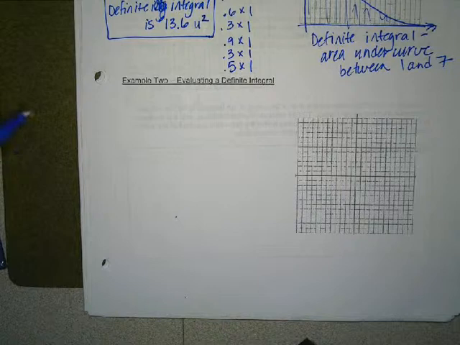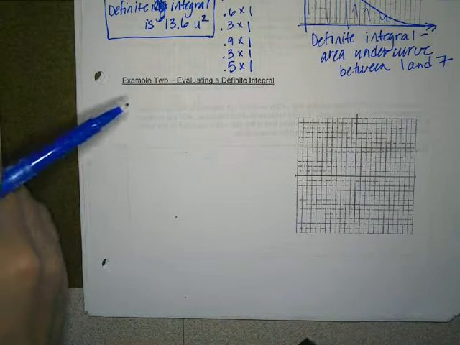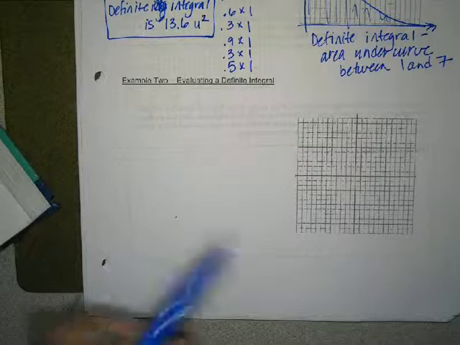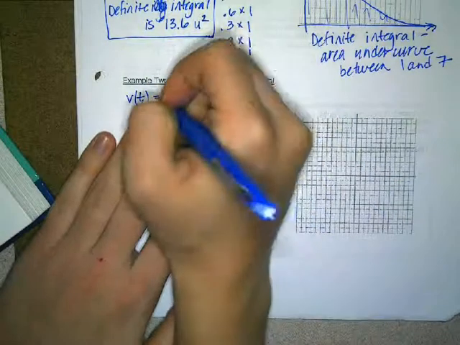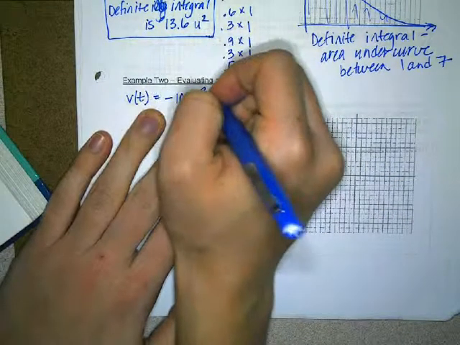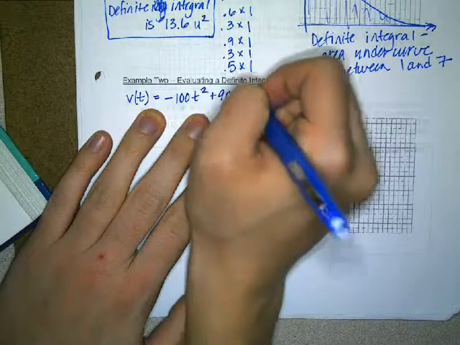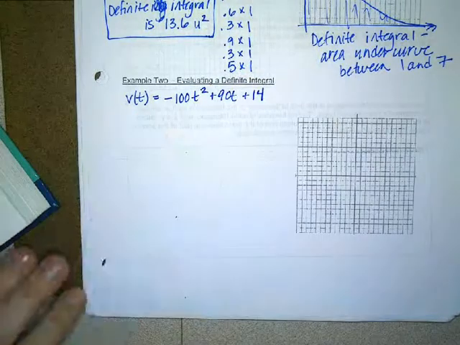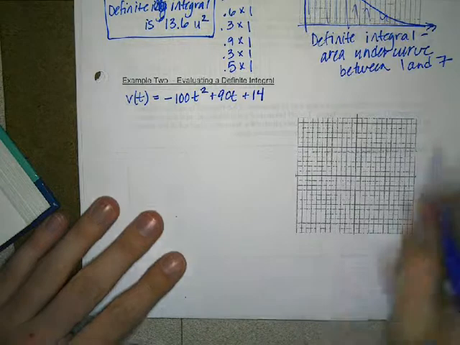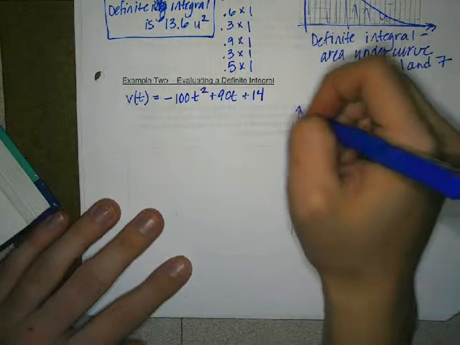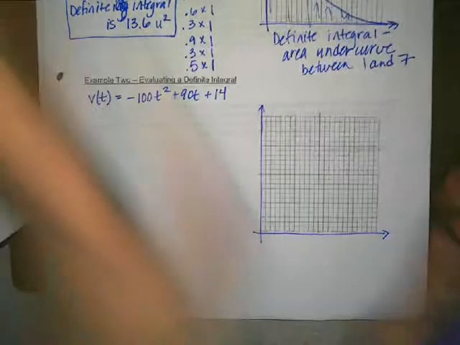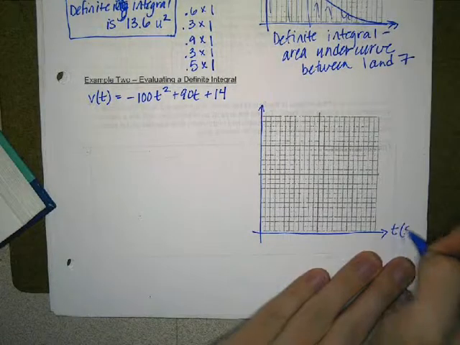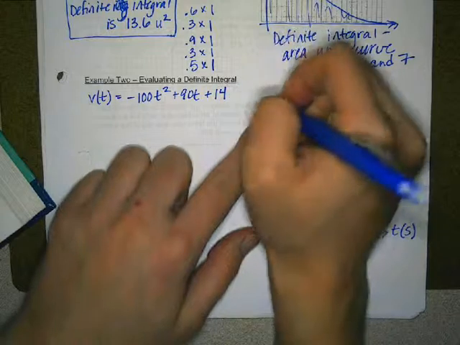Okay, the second function that we're going to look at, we're going to be a little bit more specific. We have a velocity function here. So it's going to be negative 100t squared plus 90t plus 14. That means in this scenario, and I'm going to make this the first quadrant again, my x-axis is time, seconds, and my y-axis is velocity values.